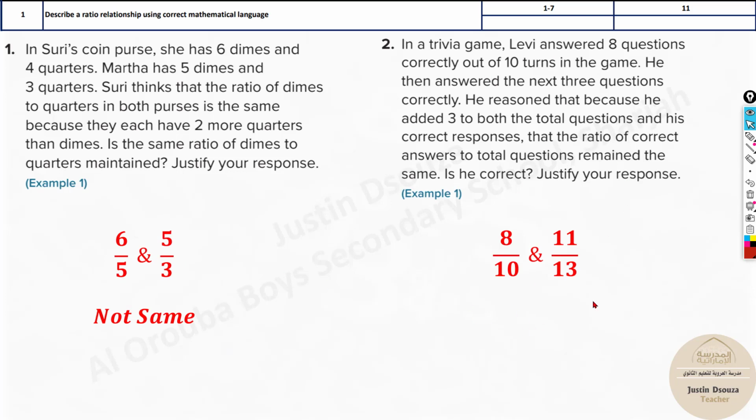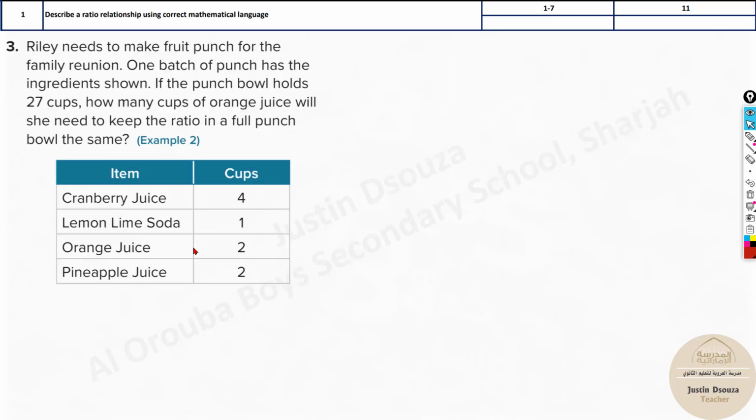Now this would be the answer for the second one. Again, it is not the same. Why? Because you're not getting the same answer. And now we will do this one because it looks a little different over here.